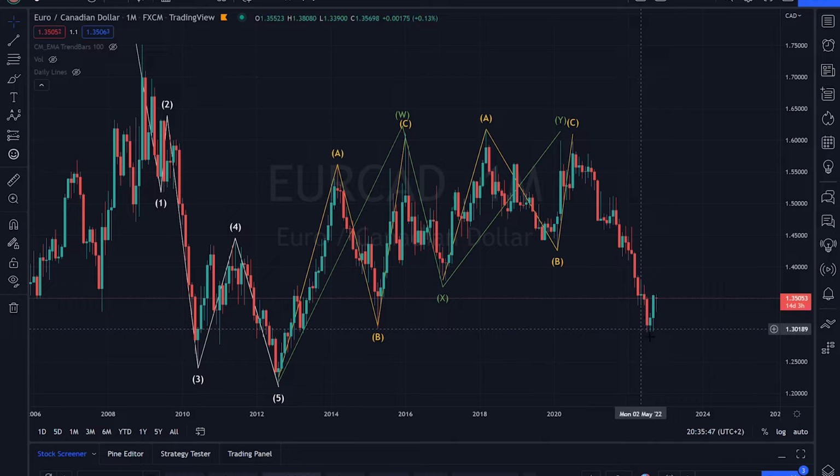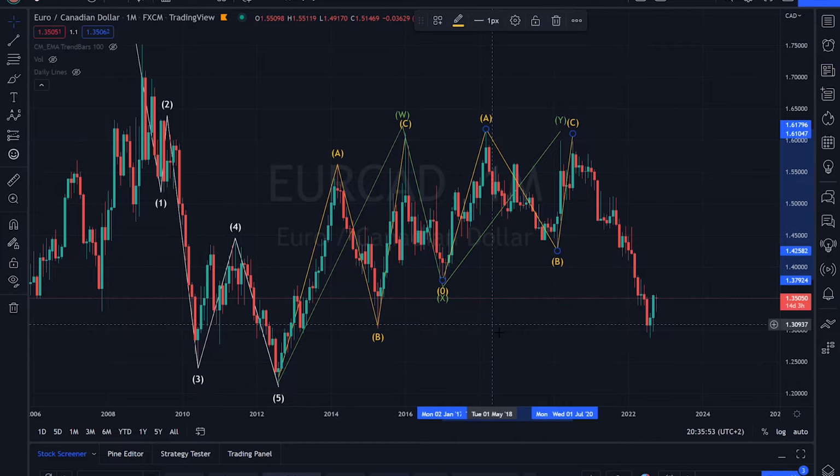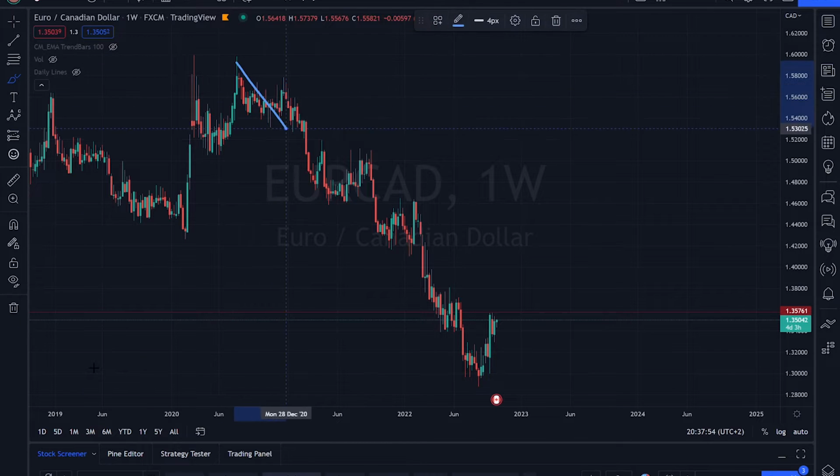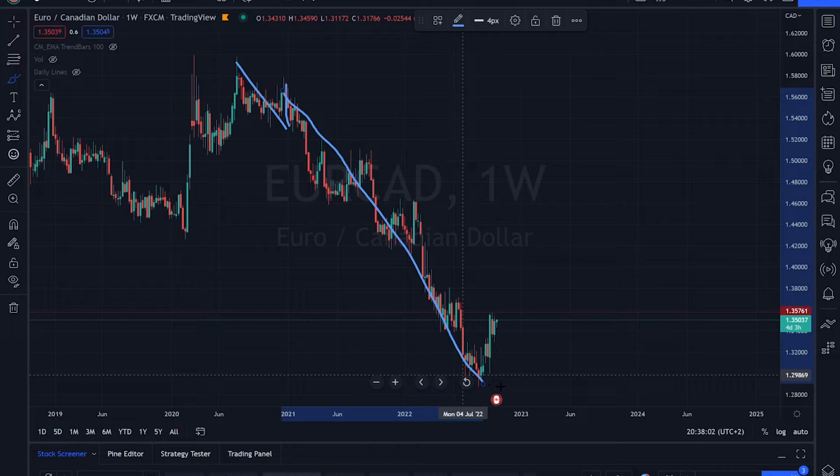So let's have a look at that on the weekly time frame, where we can get a little bit more information, where we have this 1, 2, and then this is one big wave 3 all the way down to here. Now we are pulling back up here. You can see that we've made a nice impulsive move up.